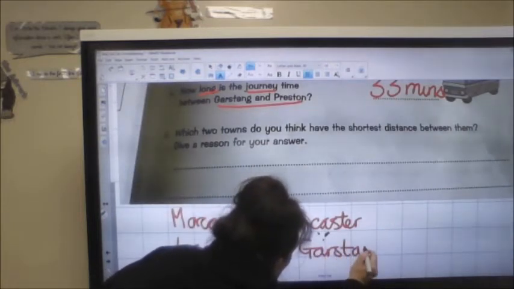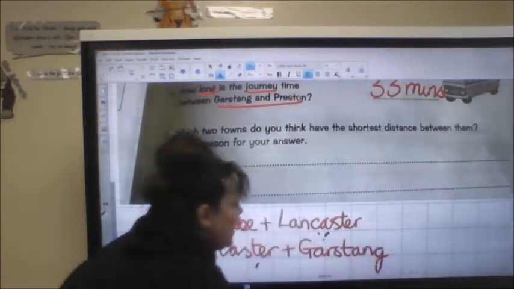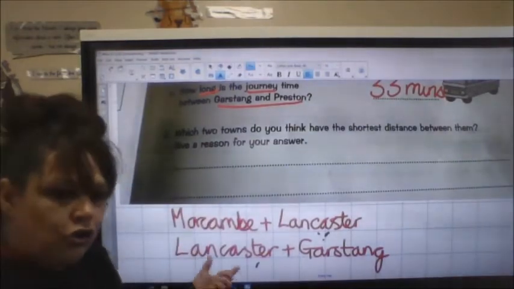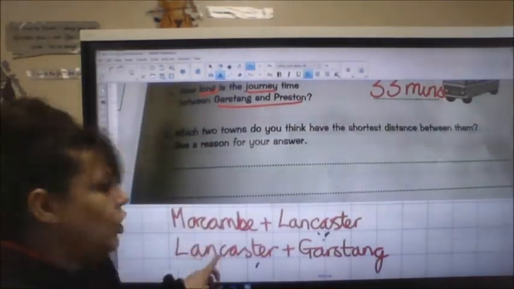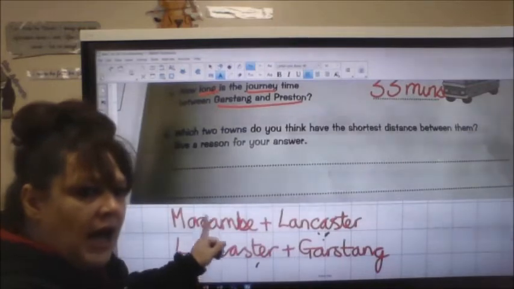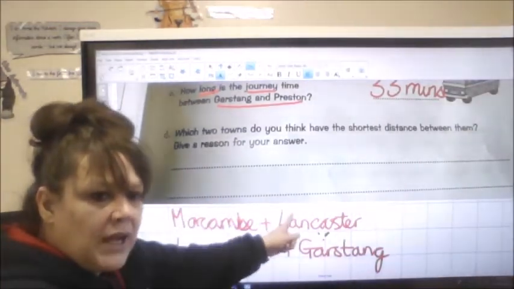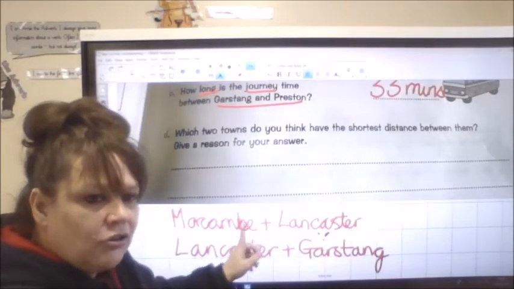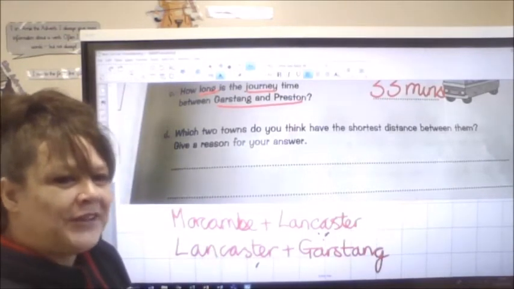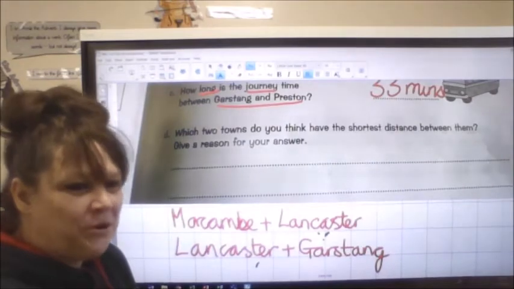Okay, so in your purple books, you're going to pause the video and you are going to do 2 number lines to show me how long the journey takes between Morecambe and Lancaster and Lancaster and Garstang. Let's see if you get them right. Pause the video.